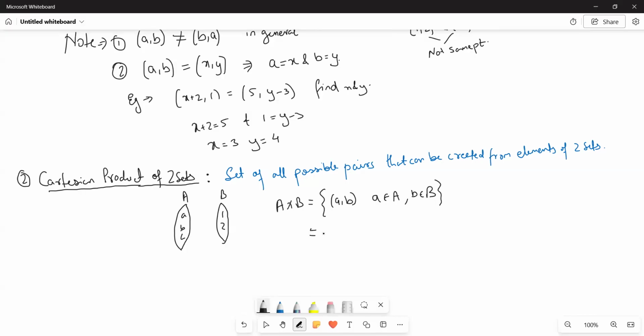So A cross B will be all possible pairs: (a, 1), (a, 2), (b, 1), (b, 2), and then we'll have (c, 1), (c, 2). These are all possible pairs between A and B. a can pair with these two, b can pair with these two, c can also pair with these two. So these are all the pairs that we will get. This is referred to as the Cartesian product.